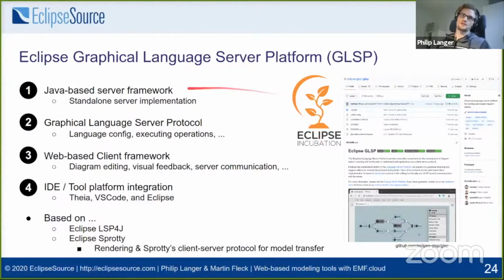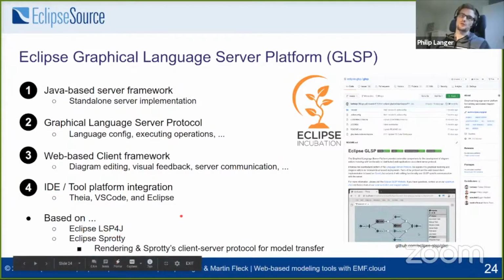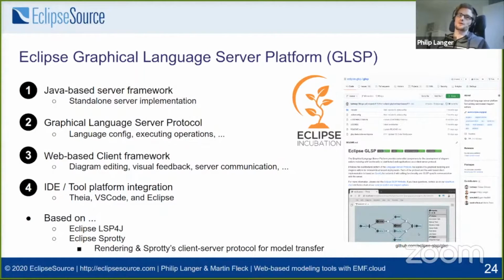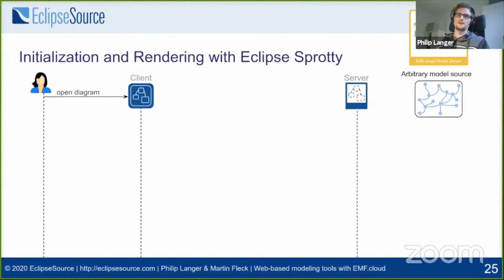It's based on quite cool technologies. So the Java-based server, for instance, is based on LSP4J, which is an Eclipse project to build language servers actually, but it has a generic base to build any JSON-RPC servers. And the diagram client framework is built on Sprotty, which Jan showed in the previous talk, which we use for rendering and also for the model transfer between client and server. So just to give you an idea of how this actually looks in practice when you open a diagram, the client would request a language server for a specific URI, for instance.